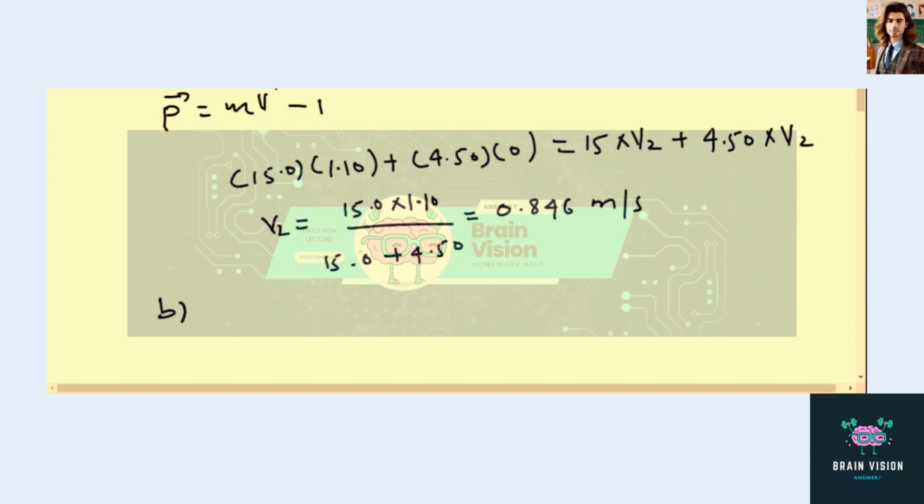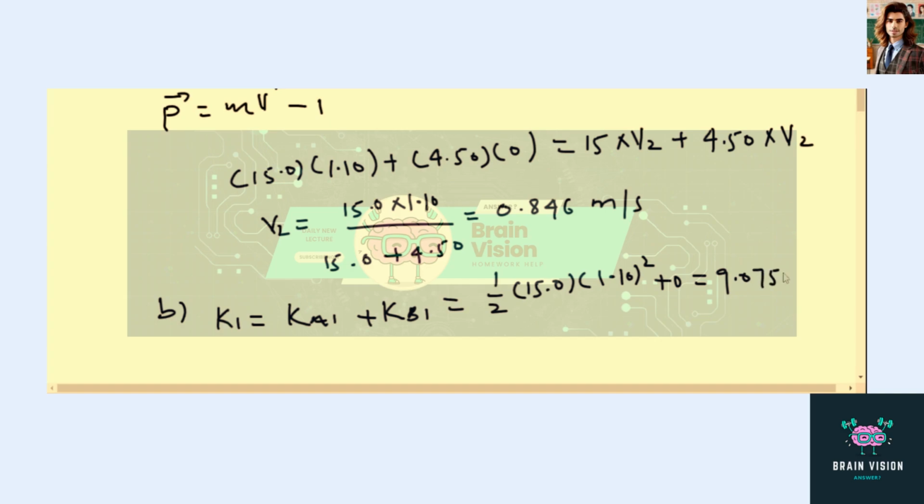And now we do part B. Let's calculate the kinetic energy before the collision. So K1 is equal to KA1 plus KB1, the kinetic energies of A and B. That is equal to 1 divided by 2 times 15.0 times 1.10 whole square plus 0, and that is equal to 9.075 joule.